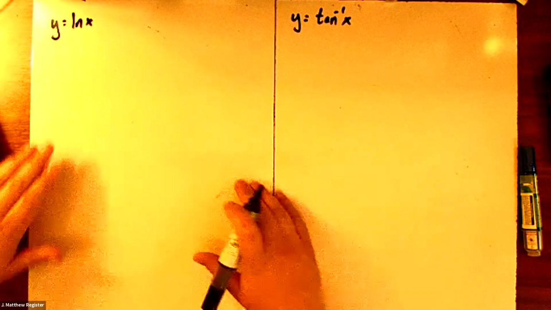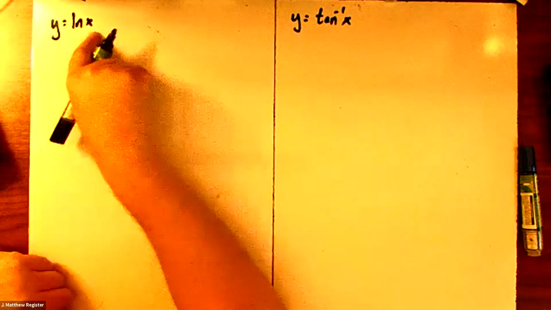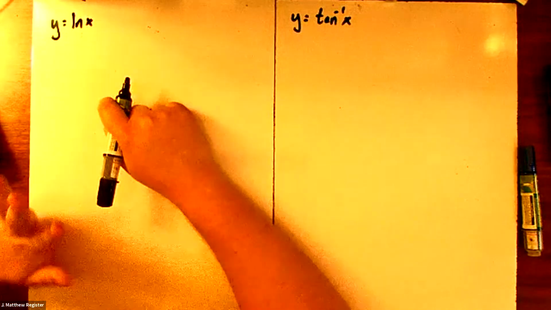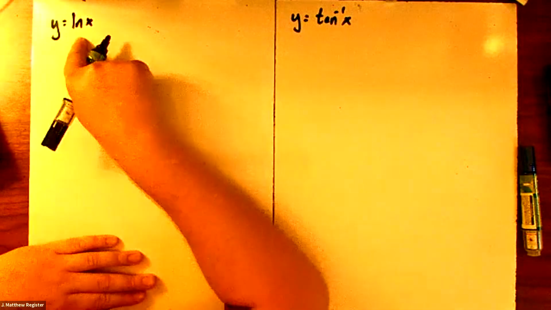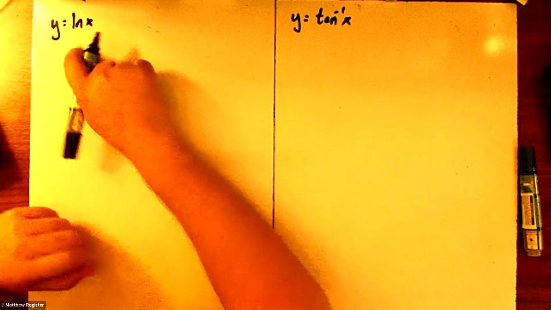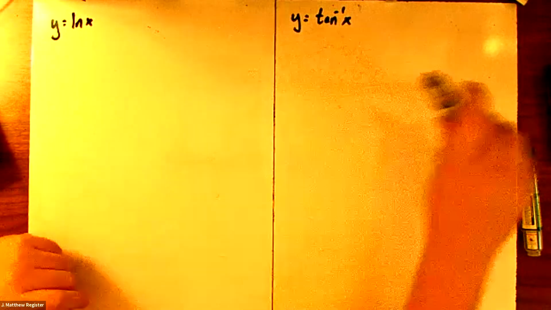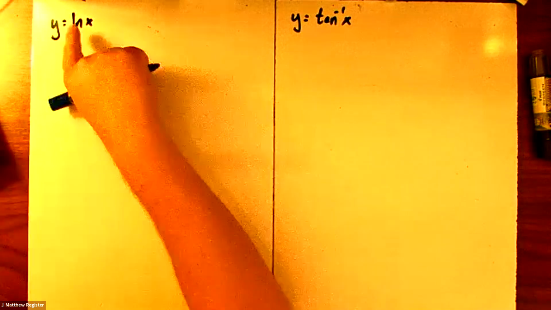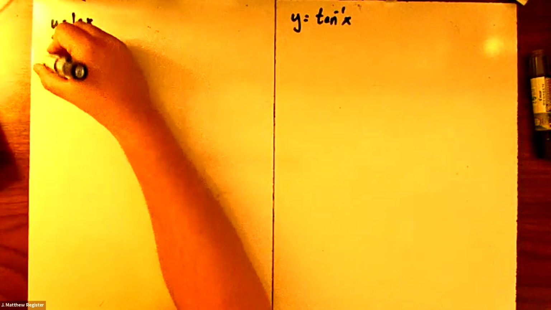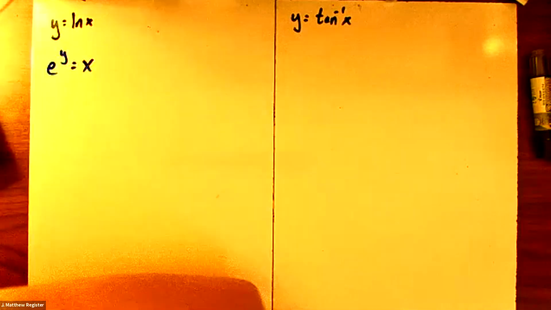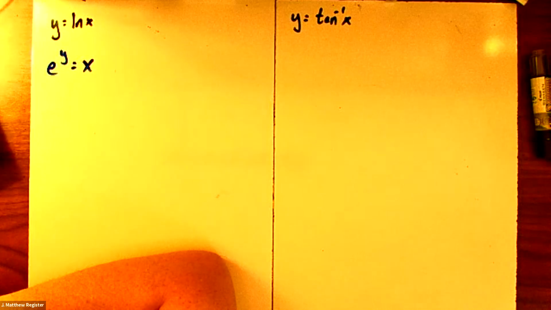In order to derive the formula for the derivative of natural log of x, if we didn't already have the formula, we already know the answer to this is going to be 1 over x, but what if we had to prove that? Well, one way we could prove that is we could use what this natural log is actually defined to be. Remember that this is saying that e to the y equals x. That's how the natural log is defined.